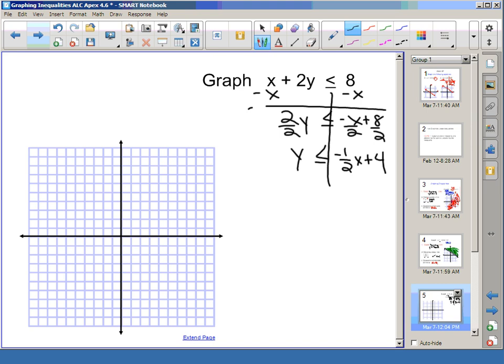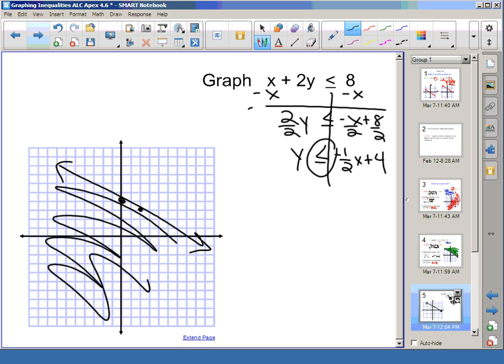Remember, you solve an inequality just like you solve an equation. The only thing that you might need to do is if you ever have to divide by a negative, you'd have to change the direction of the inequality. But we didn't have to in this case. So let's go to 4, down 1 over 2, solid line, because it's or equal to. And it's less than, shade below.